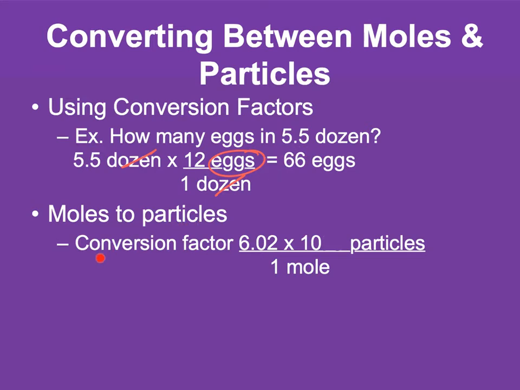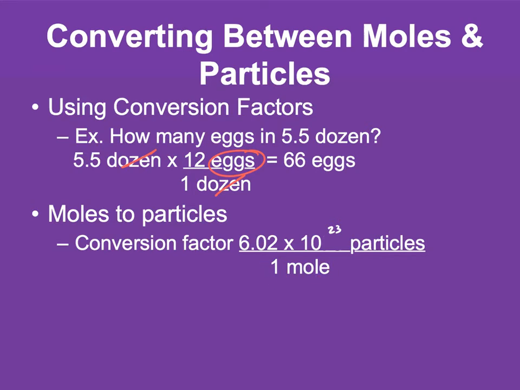When it comes to particles, down below here, the moles to particles conversion. The conversion factor here is 6.02 times 10 to the 23rd particles per every 1 mole. That is our conversion factor. So you have this many particles, or molecules, or atoms, or formula units, or whatever, equal to 1 mole.